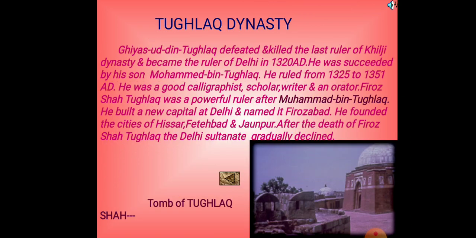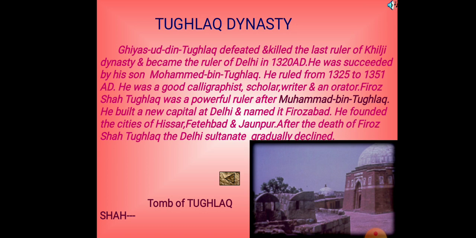Next, we have the third important dynasty, the Tughlaq dynasty. Ghiyas-ud-Din Tughlaq defeated and killed the last ruler of the Khilji dynasty and became the ruler of Delhi in 1320 AD. He was succeeded by his son Muhammad bin Tughlaq. He ruled from 1325 to 1351 AD. He was a good calligraphist, scholar, writer, and orator.